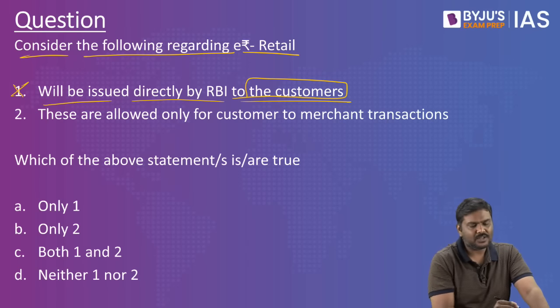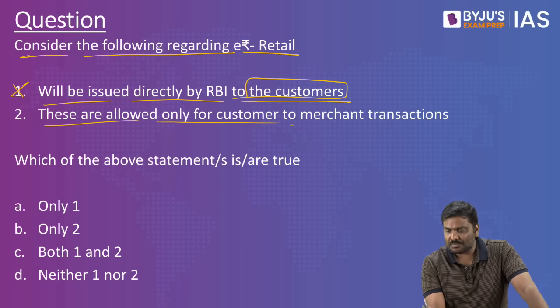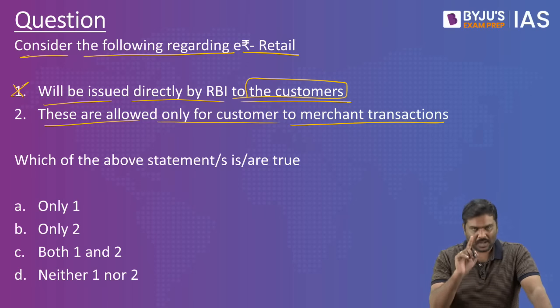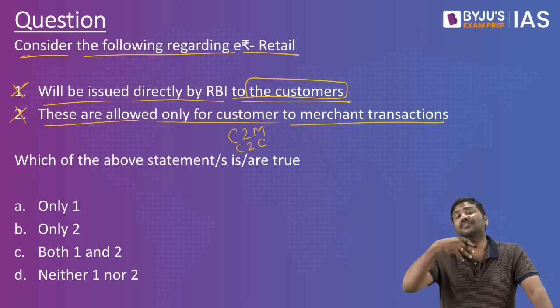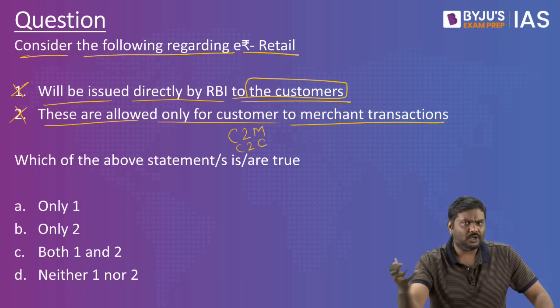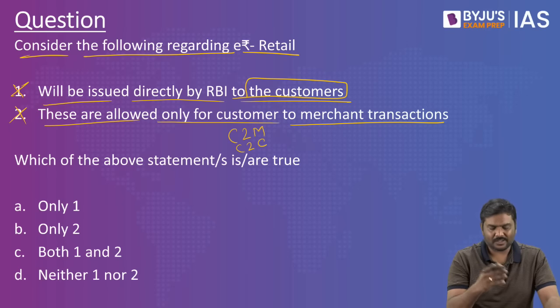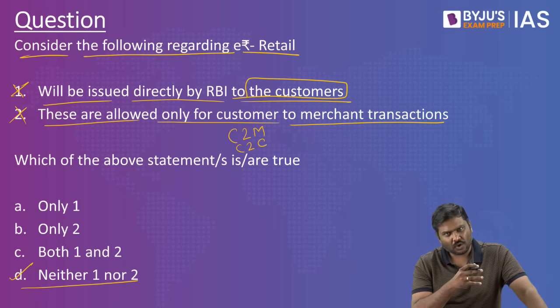First statement is wrong. These are allowed only for customers to merchant transactions. Again wrong. Why? It is not just customer to merchants, it is also customer to customer, that is peer to peer. If I have this digital rupee, I can transfer it to you. I can use the same digital rupee to pay to a merchant also. So second statement is also wrong. Right option for the question is option D, neither one nor two.